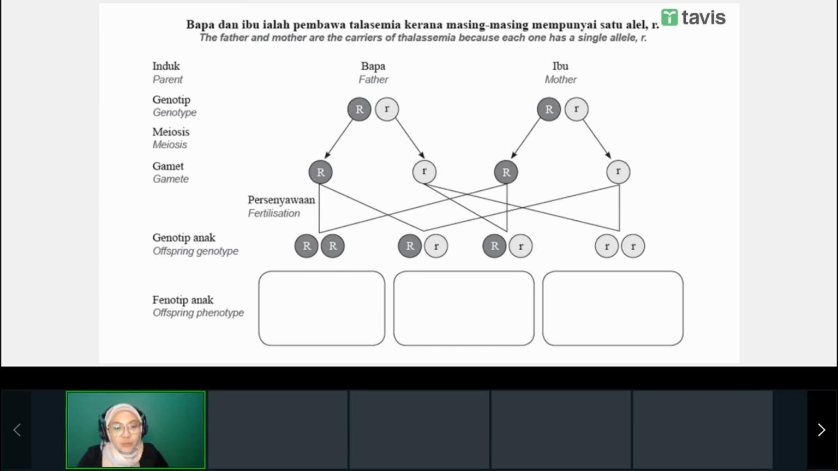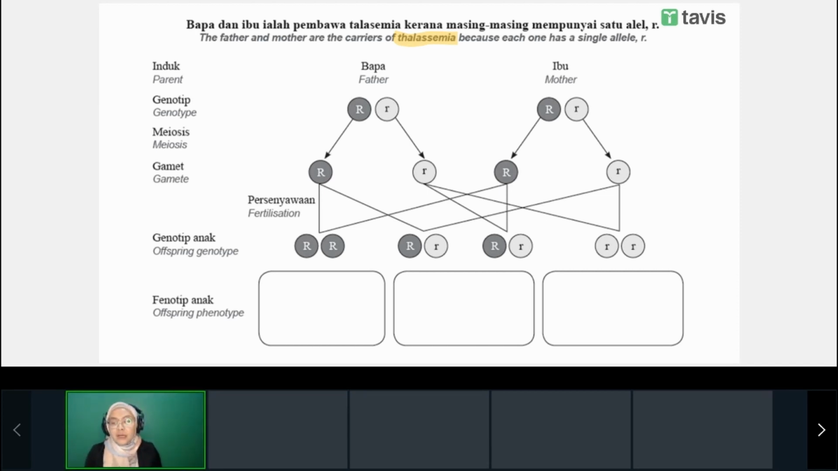Thalassemia is a situation where your body is not producing enough red blood cells. If you have red blood cells, then the red blood cells easily die. So your body doesn't have enough RBC, red blood cells. Okay, they told us that the father and the mother are carriers for thalassemia.